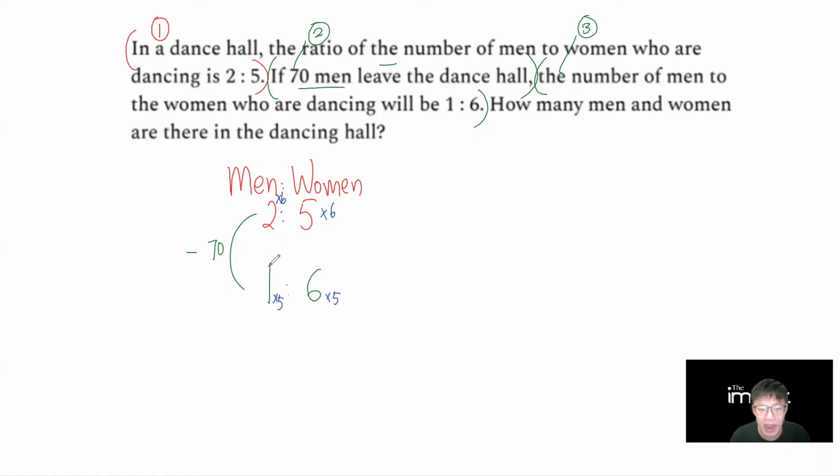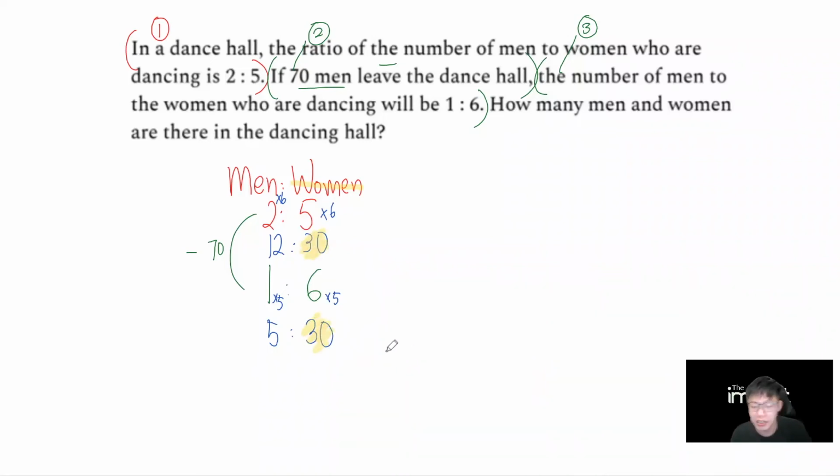Now, what do I get? I will get 12 is to 5 times 6, we get 30. 1 times 5, we get 5 is to 30. Now, it makes a lot of sense. Why is that so? Because when I look at women, I realize that the ratio is the same, and it makes sense, right? It has to be the same. Therefore, this is a constant part concept.